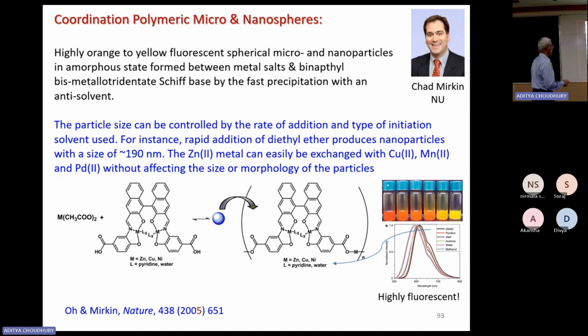After this, people started making a lot of microspheres. In fact, we ourselves made a lot of gels, and not nanospheres, nanofibers we made. Okay, 2D and 3D.